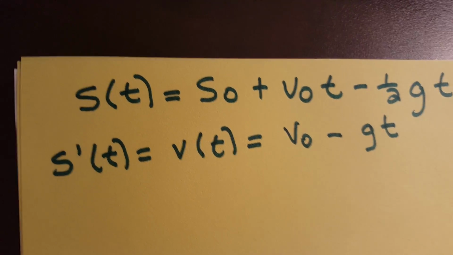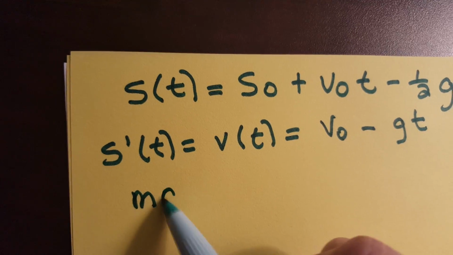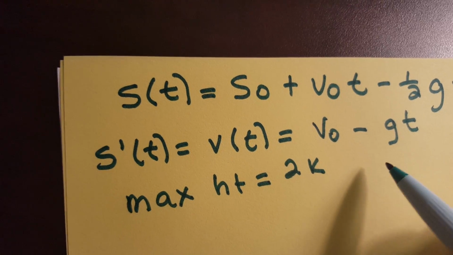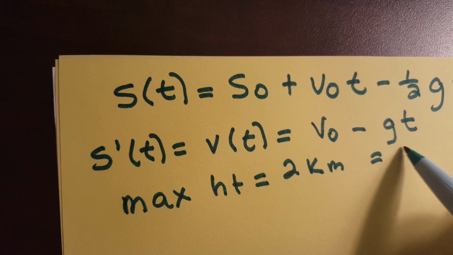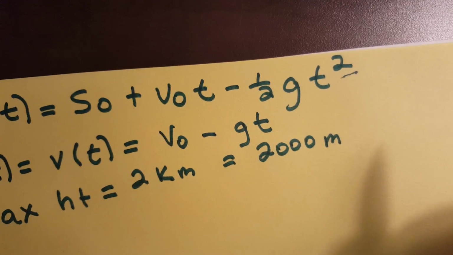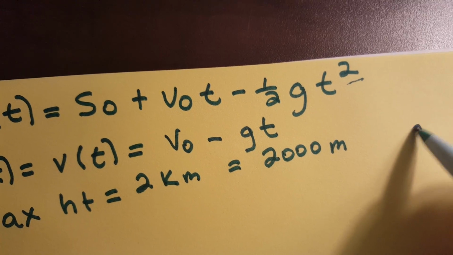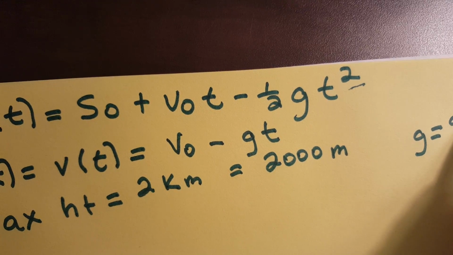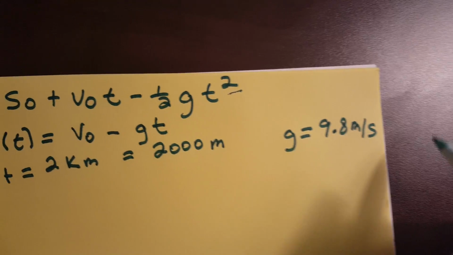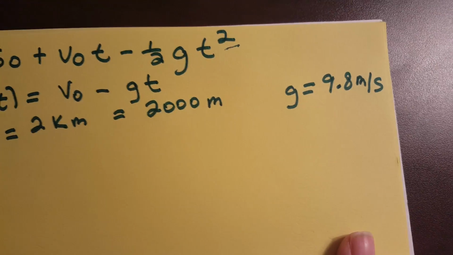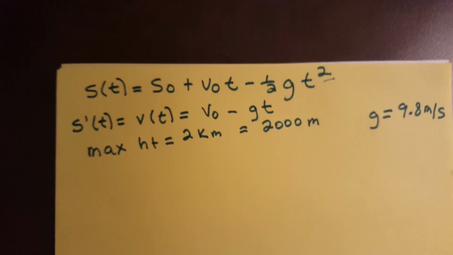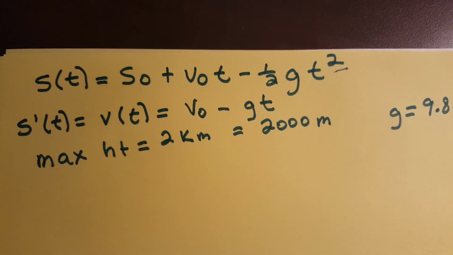Okay, so the information given to us was that the max height equals 2 kilometers, which equals 2,000 meters. And we needed that because we're given that g is 9.8 meters per second squared. We're not worried about the 32 feet per second. Okay, so based on this information, what are we going to do?